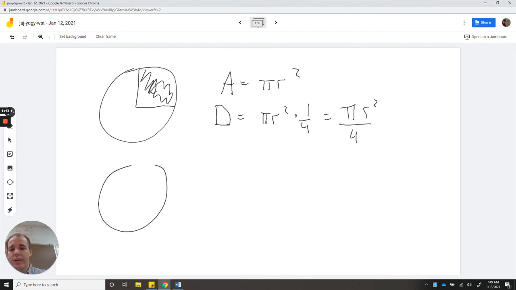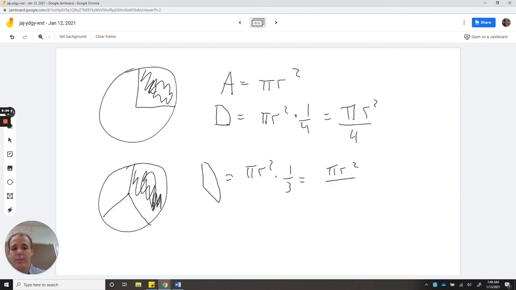And then how would you do it if it were like this? So for that part of the circle, well, probably saying, well, it's pi r squared. It's 1/3 of the circle, Mr. Kuhne. Correct, times 1/3. Or you could do pi r squared divided by 3. And if it were like this, well, that would be 2/3. So you could change that to 2/3. Or pi r squared divided by 3 times 2, same thing.